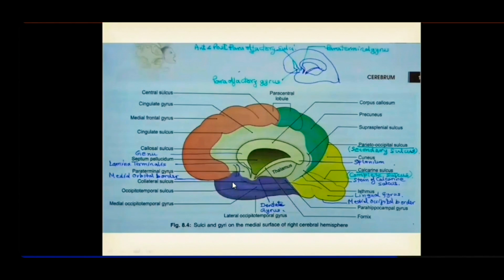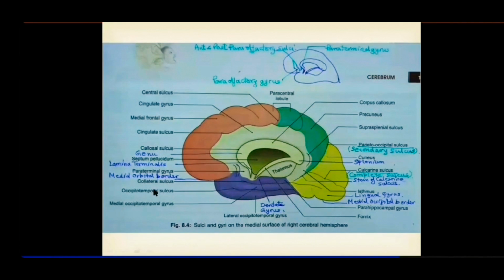So here you find there are two sulci. One is called the collateral, the medial one is called the collateral sulcus, and the other one is called the occipito-temporal sulcus, right, on the medial surface or inframedial surface you can say. And because of these two sulci there will be gyri formed, right? So this will be the lateral occipito-temporal gyrus, then you have a middle occipito-temporal gyrus, and medial to the collateral sulcus will be the parahippocampal gyrus, right?